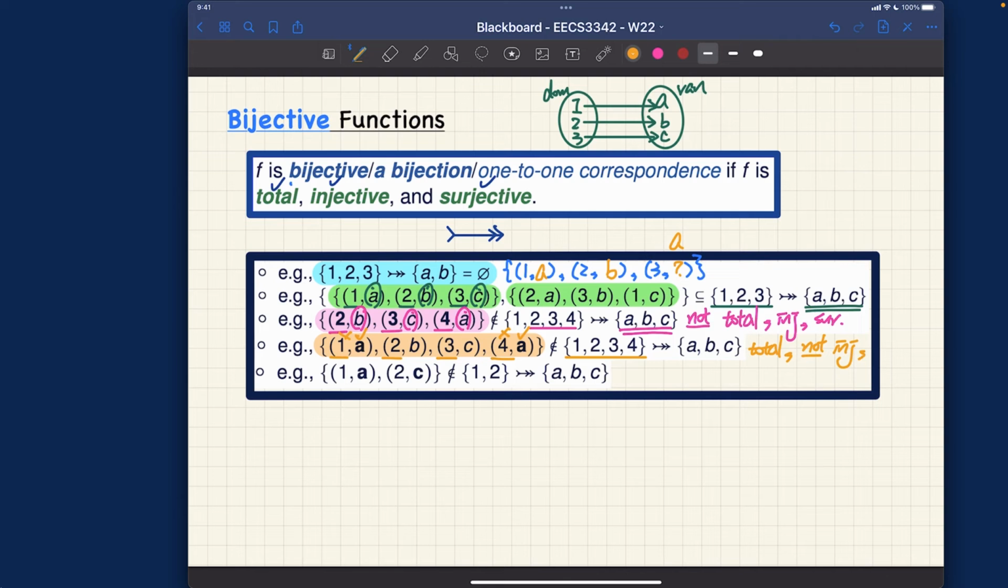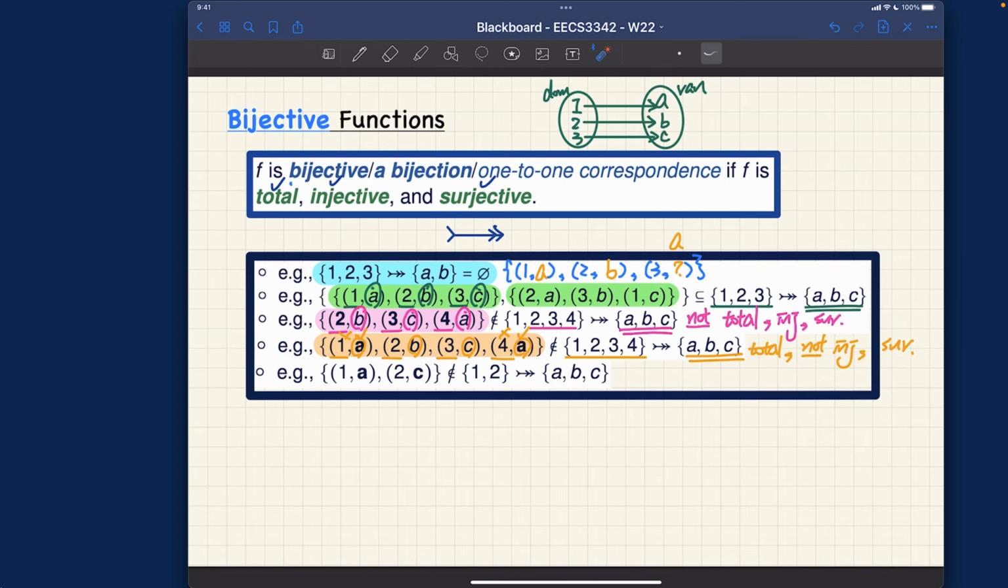Right, we already did the very detailed walkthrough about injective function judgment earlier, so I'm being a little bit fast over here. And what about surjective? Well, you can see A here, B here, C here, and A here. So A, B, C, exactly equal to the second set. So indeed, it is surjective. Right, so this example here, in conclusion, is not a bijection because it is not injective, even though it is both total and surjective.